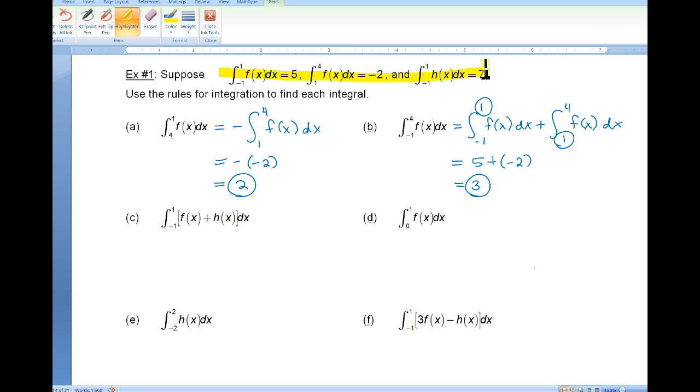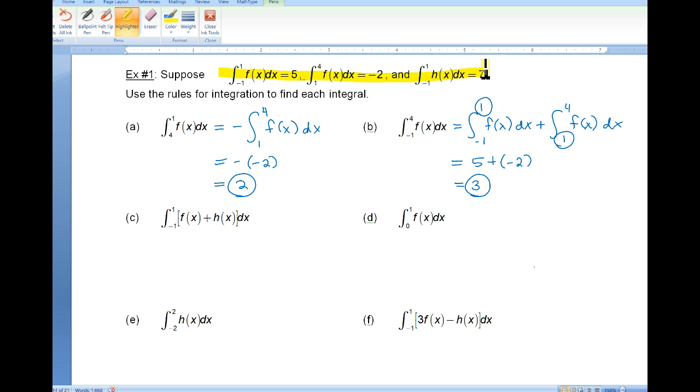So imagine that I want to find negative 1 to 4. Let's say I have a graph like this. So from negative 1 to 1, they're saying this area is 5. And then from 1 to 4, this area is negative 2. So if I want to figure out the entire area, the entire, does that click?